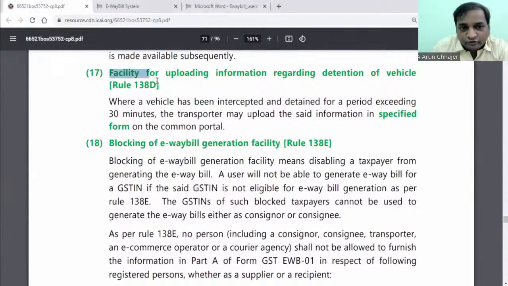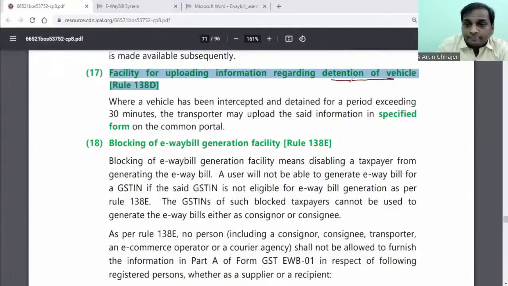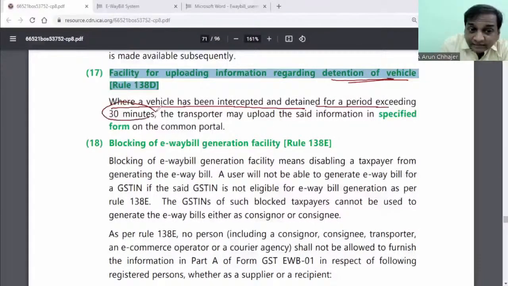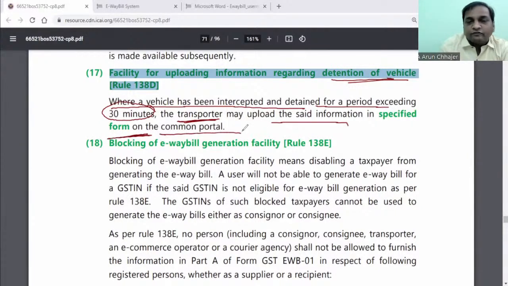Facility for uploading the information regarding the detention of the vehicle. Suppose a vehicle is being detained, correct? Then where a vehicle has been intercepted and detained for a period of more than 30 minutes, the transporter has the facility to upload such information on the specified form, that is EWB-04, on the common portal.